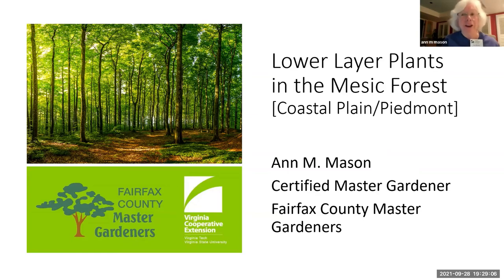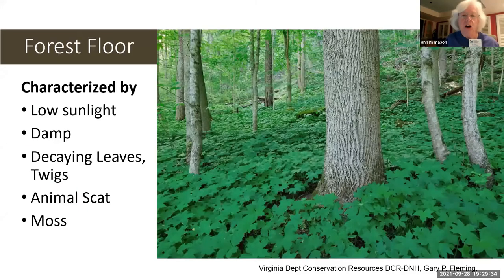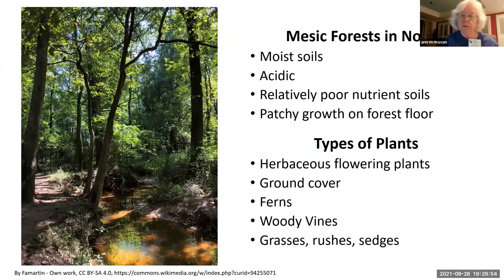Thank you, Susan. I'm hoping that after this talk, we'll actually look down and see them more. The lower level plants in the mesic forest, and I think Caitlin did a great job setting the stage for all of the different layers in a forest. A forest needs all of these different layers in order to work well as an ecosystem. So on my next slide, you will see that the forest floor is characterized by a lot of low sunlight. In the mesic forest, it's damp, with decaying leaves and twigs, animal scat, and lots of mosses. But in addition, my next slide shows that it also has moist soils.